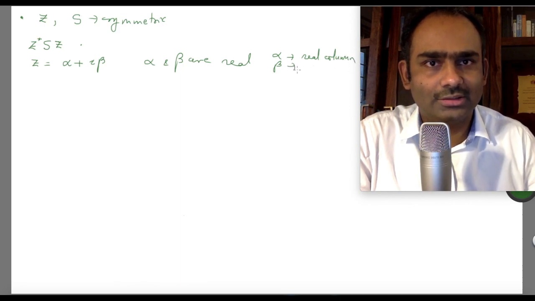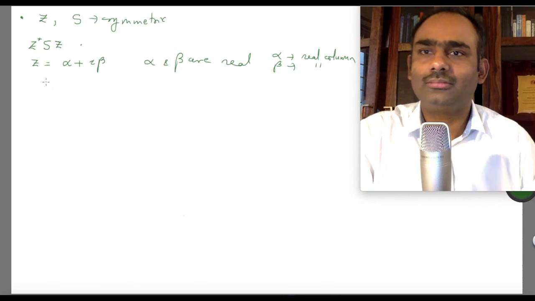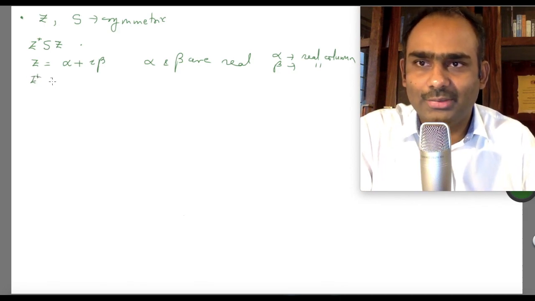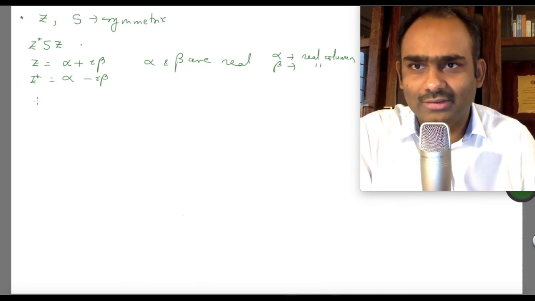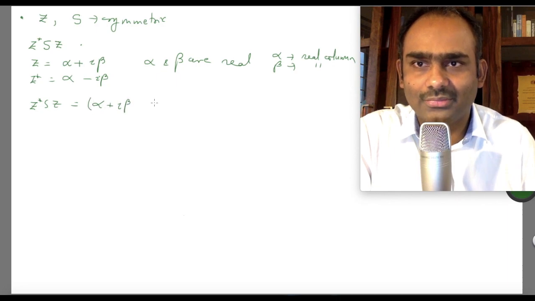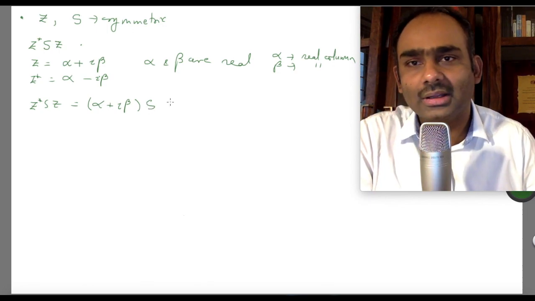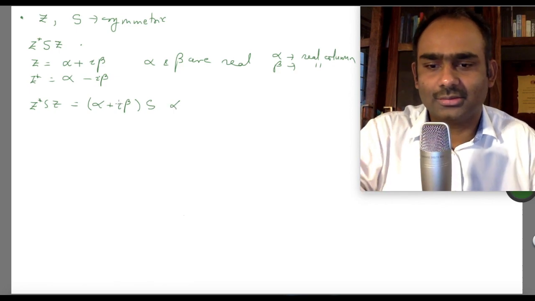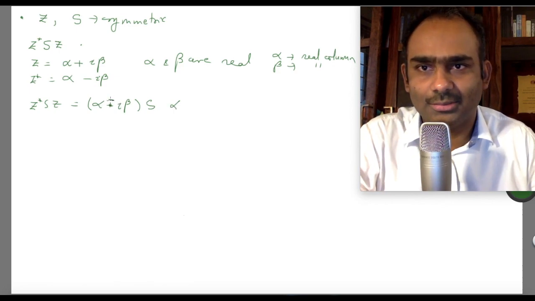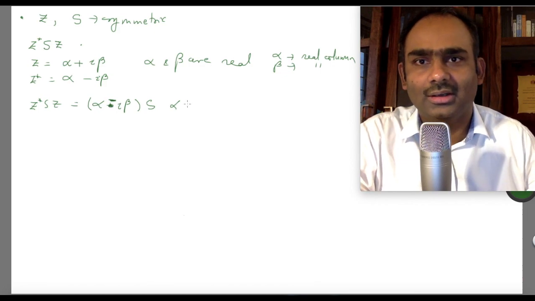Real column vector, and this is also a real column vector. So Z star would be alpha minus I beta. And let's now construct Z star S Z. So you have alpha plus I beta, times your S times your alpha, sorry, there was a minus sign here. I put a minus sign here. Alpha plus I beta.